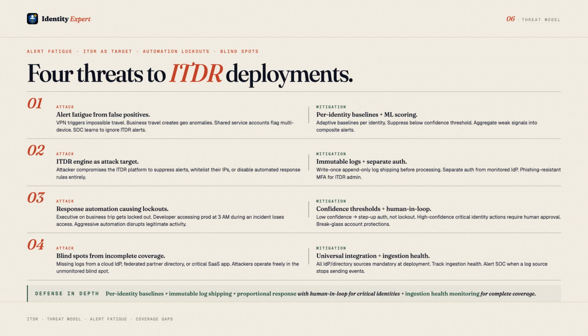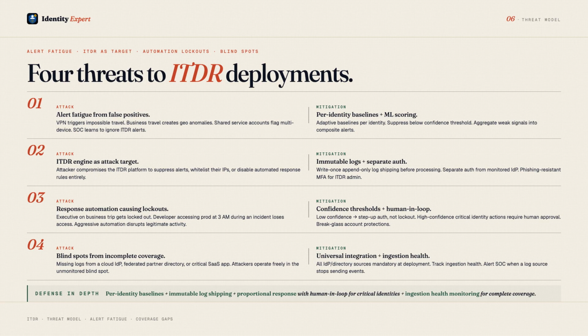Threat 1. Alert fatigue from false positives. ITDR engines that generate too many alerts train the SOC to ignore them. Legitimate VPN usage triggers impossible travel alerts. Business travel creates geographic anomalies. Shared service accounts trigger multi-device flags. Mitigation. Behavioral baselines must be per identity and adaptive. Machine learning scoring should suppress alerts below a confidence threshold. The system should aggregate multiple weak signals into a single composite alert rather than firing on each signal independently.